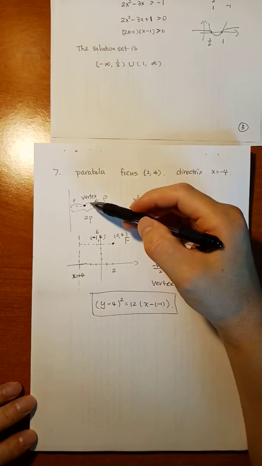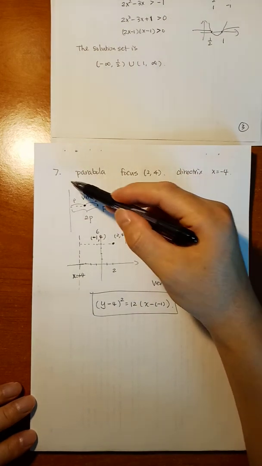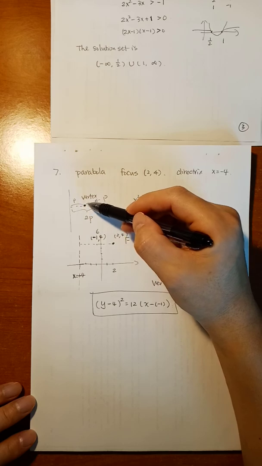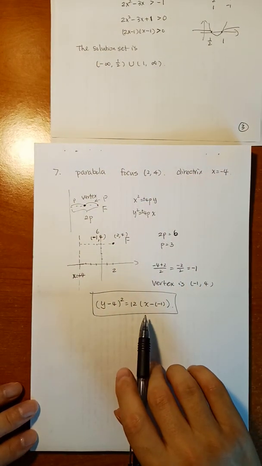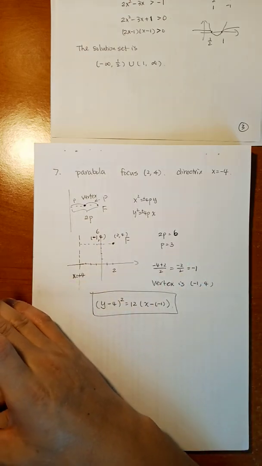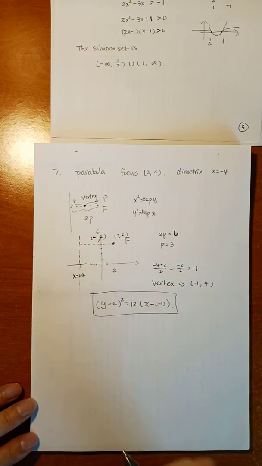Okay, so be careful. The distance between the focus and the directrix is 2p, and the midpoint is the vertex. And if you open to the right, 4px; open to the left, negative 4px. Okay.